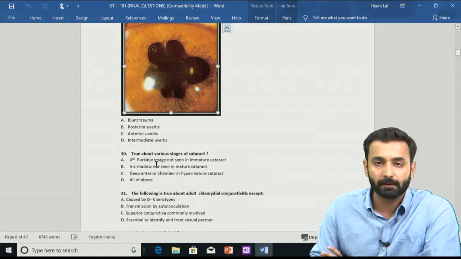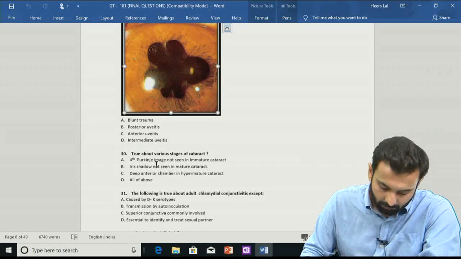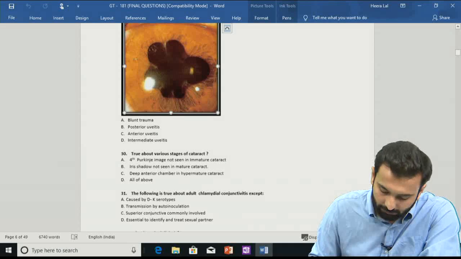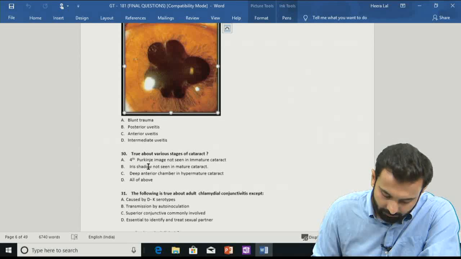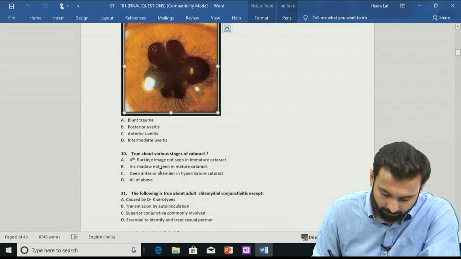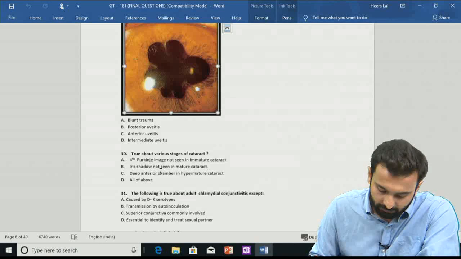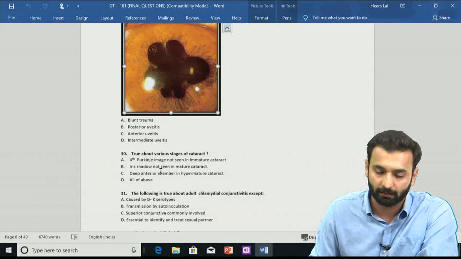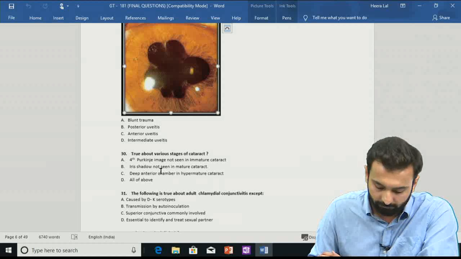So question number 30 says true about various stages of cataract. So first statement is fourth Purkinje image is not seen in immature cataract. Yes, this is true. Second, option B, iris shadow not seen in mature cataract. Again, this is a true statement. And statement number 3 is deep anterior chamber in hypermature cataract. So the correct answer is option D, all of the above, as all the 3 statements are true.